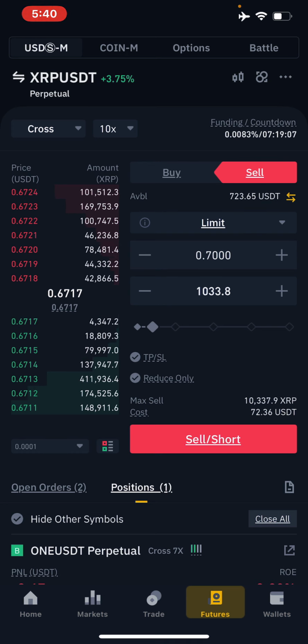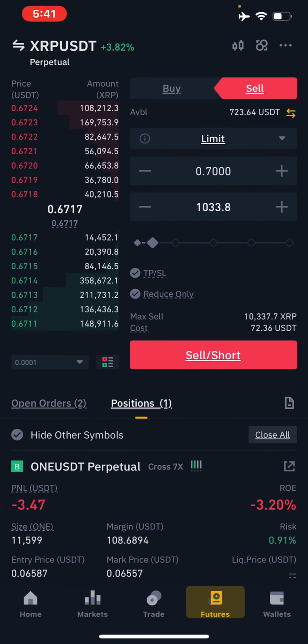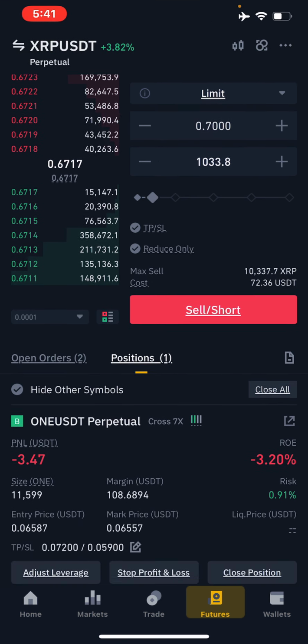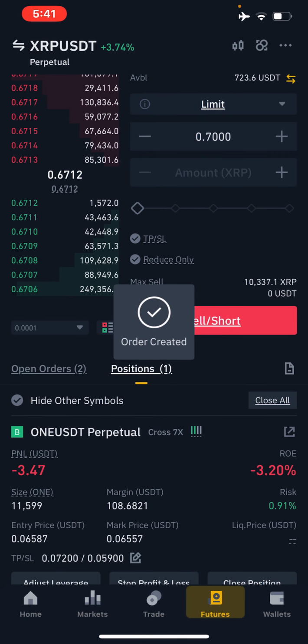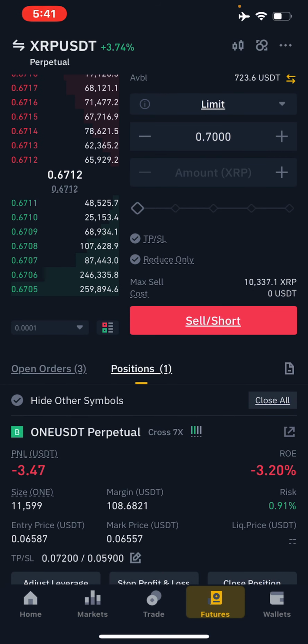Right now Ripple is just at 67 cents. So we're more likely looking for Ripple to go a little bit up, then from there we're shorting it down. So this is more like a limit order. So we say that we selected how many percent of our account balance we want to use, and we press sell short. It's very easy, and it's not something complicated, but a lot of people make it complicated.